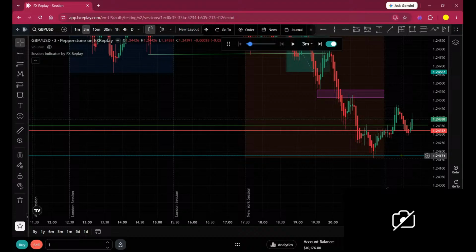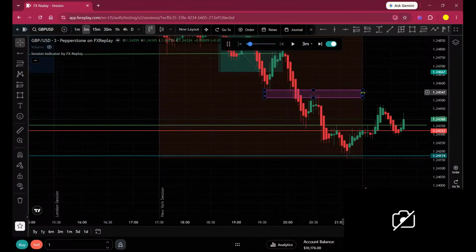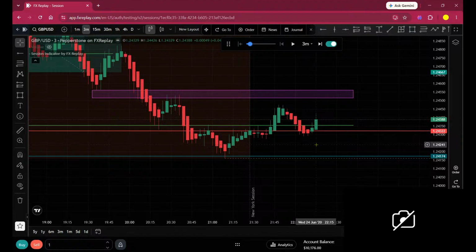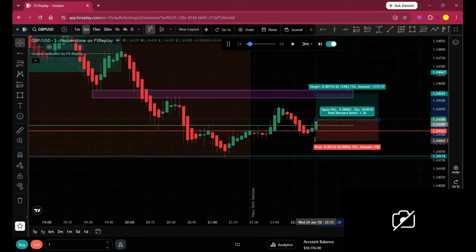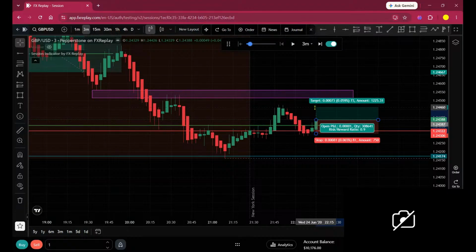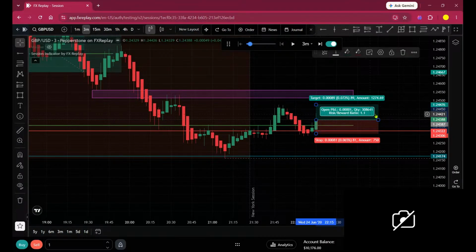Now here, as per my understanding, the market can go up. Okay, but I don't prefer to take a trade after the session close, right? But if you want, you can go for the trade here. This can be a trade of one to one.